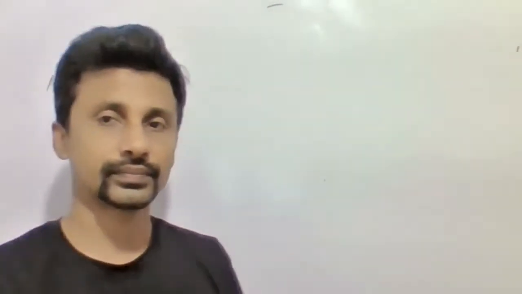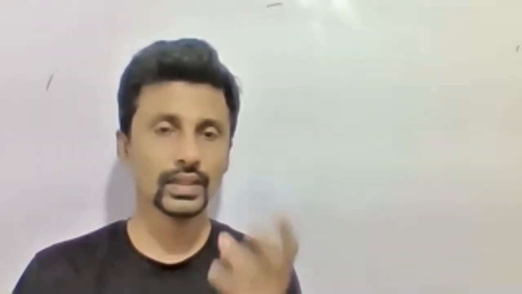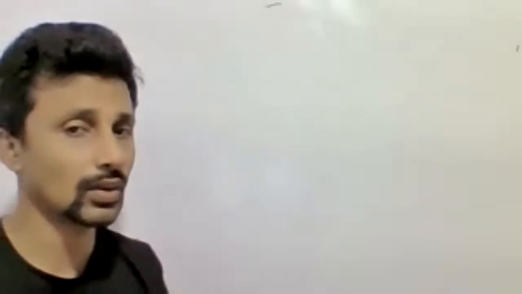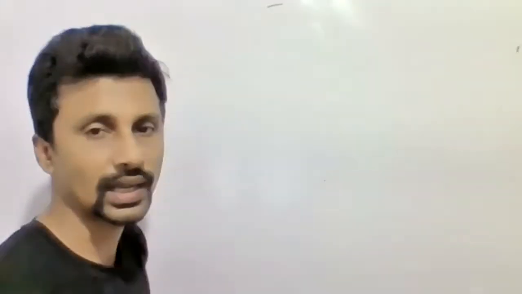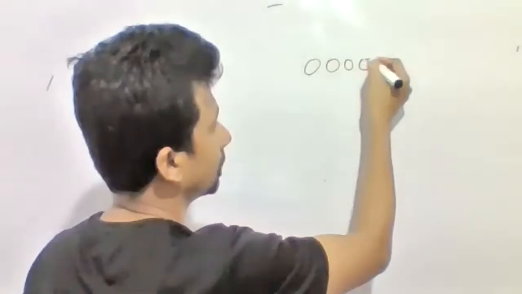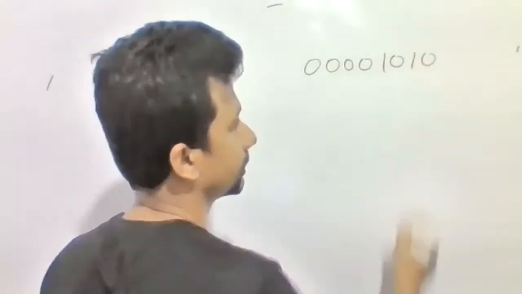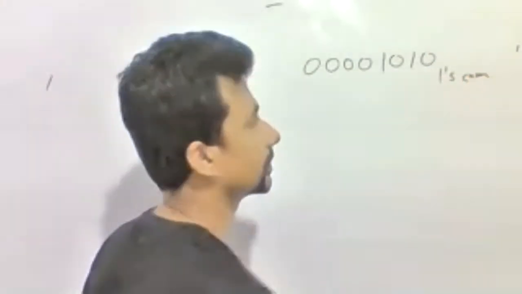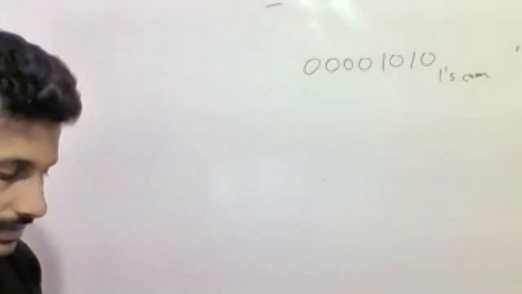Decimal values. So now you are getting a one's complement value. This is the decimal value we discussed. You are getting a one's complement value, and we are asked to convert it to decimal. We'll see how to do that. Suppose I am getting a value like this: 0, 0, 0, 0, 1, 0, 1, 0. This is in one's complement.